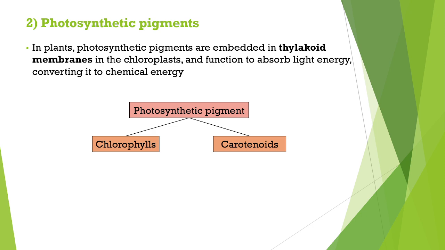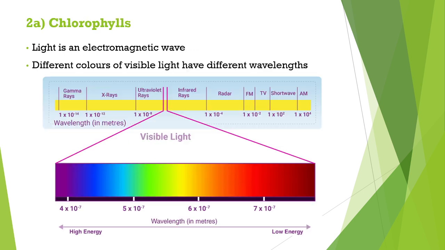Okay, so there are mainly two types of photosynthetic pigments. We have the chlorophylls and the carotenoids. So before we look at each of the pigments, let's look at what is light. Light is actually an electromagnetic wave, or sometimes we call it radiation, electromagnetic radiation. So sunlight is actually a mixture of different radiations. So you have the infrared, you have the UV. So visible light is one type of radiation in sunlight.